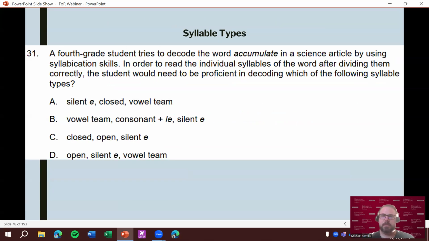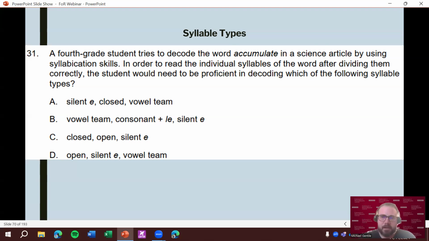All right. Pause here. The correct answer is C. So this question is going to have you do two things. First, you have to figure out how to syllabicate the word accumulate. And once we've syllabicated accumulate, you have to identify each syllable type.